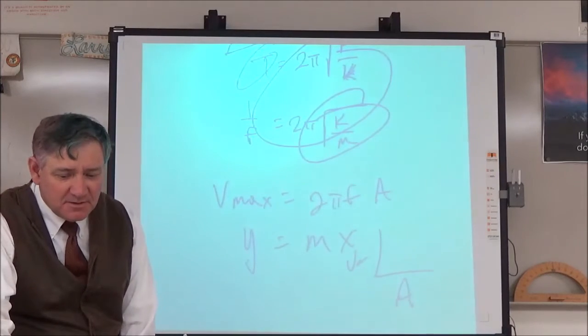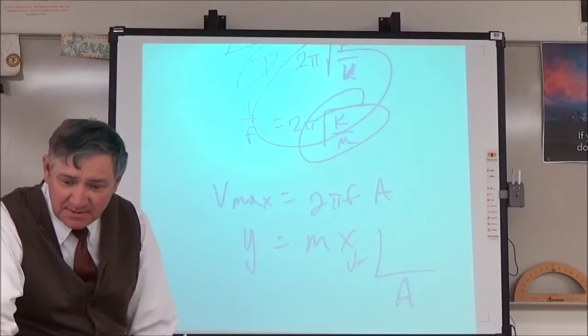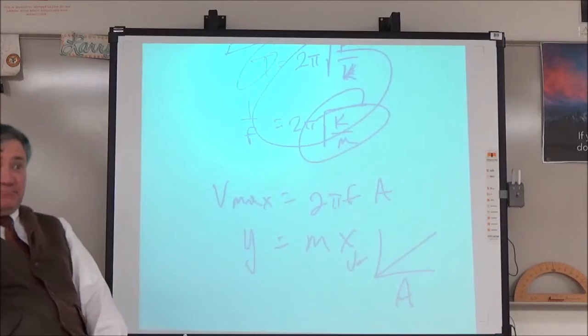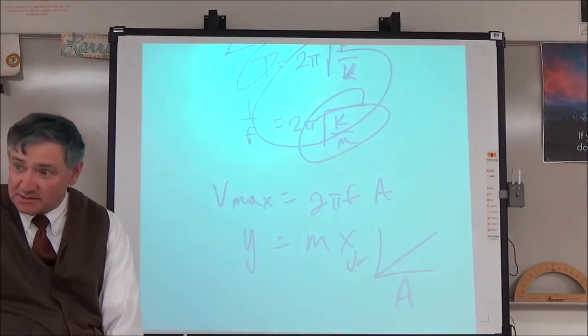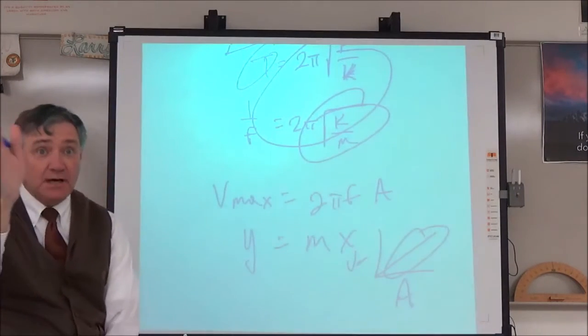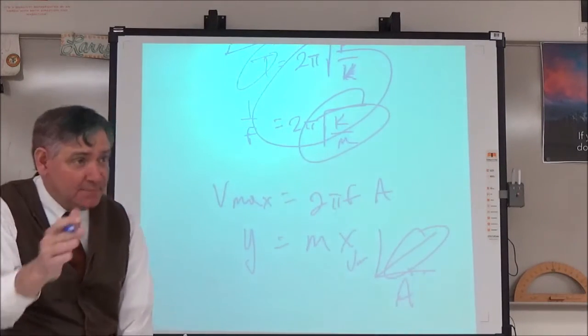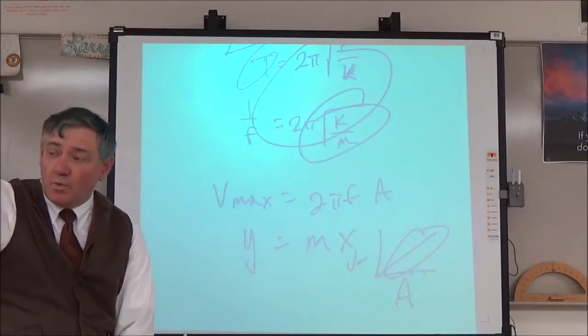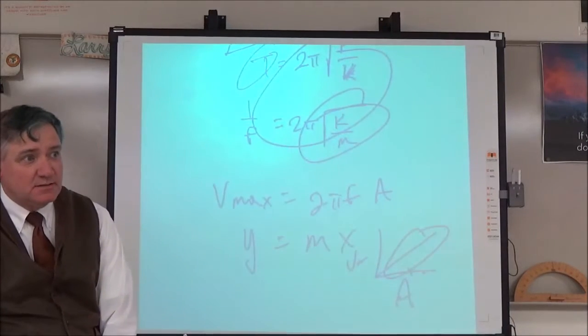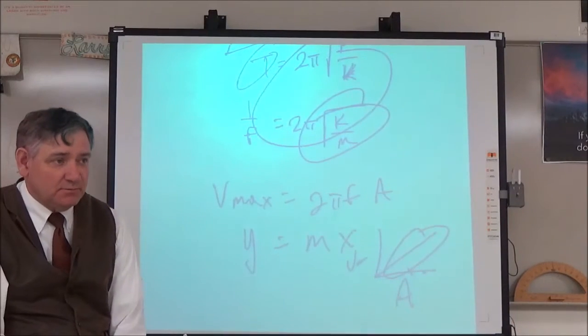So, since this is going to be a linear relationship, because your 2 pi f is a constant, and that's what the slope of that line would represent, 2 pi f. If you double your amplitude, because it's linear, what's going to happen to your Vmax? Double. It's also going to double.